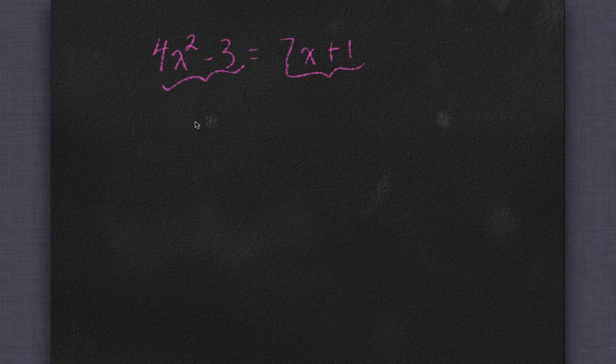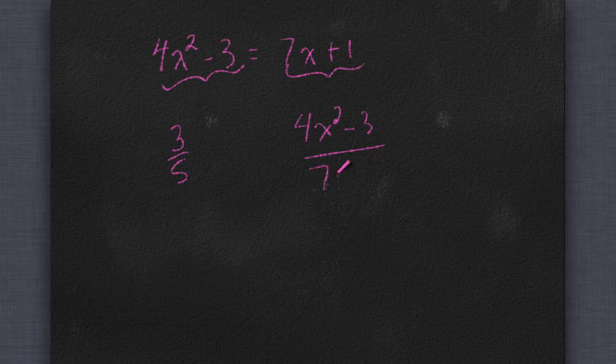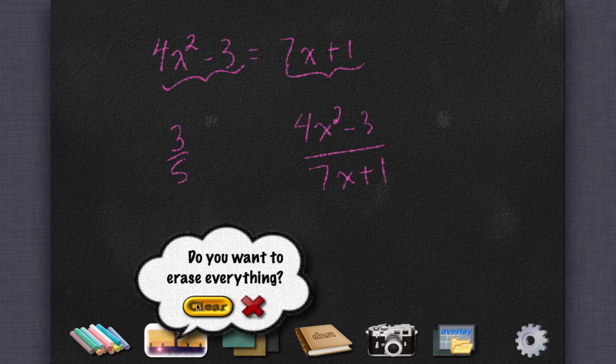So normally you think of a ratio as something like 3/5, but if I write 4x squared minus 3 over 7x plus 1, that's still a ratio. So now it's a rational expression because it's a ratio of expressions. So that's what rational expressions mean. It means a fraction where the top and the bottom are some sort of mathematical expression that may or may not just be a number. This is still a rational expression, but so is this. So that's what it means.